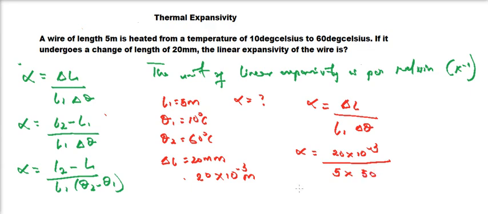So if you press your calculator, you will get the answer, which will be 8 times 10 to the power minus 5, and the unit of linear expansivity is per Kelvin. So this should be the correct answer to this particular question. This is a very quick one, and I believe you understand how I solved it.